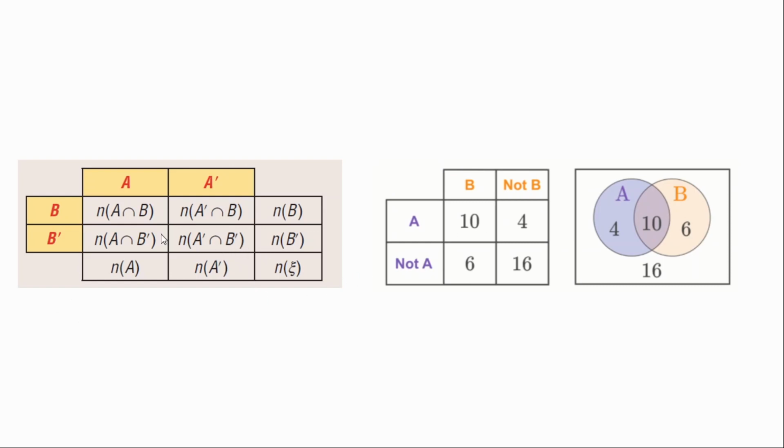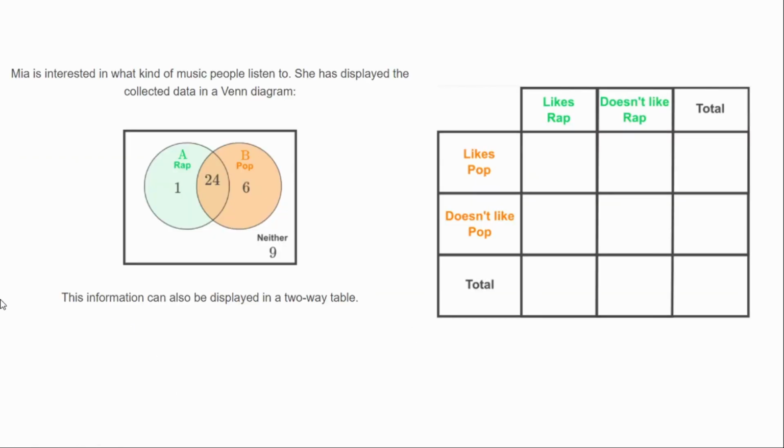So once again, that's number of A and B, number of A, not A and B, and that's the total number of B, and so on. You can copy that down into your books if that helps you. Alright, let's have a go at a sample problem here. So we're going to convert this Venn diagram into a two-way table on the right there.